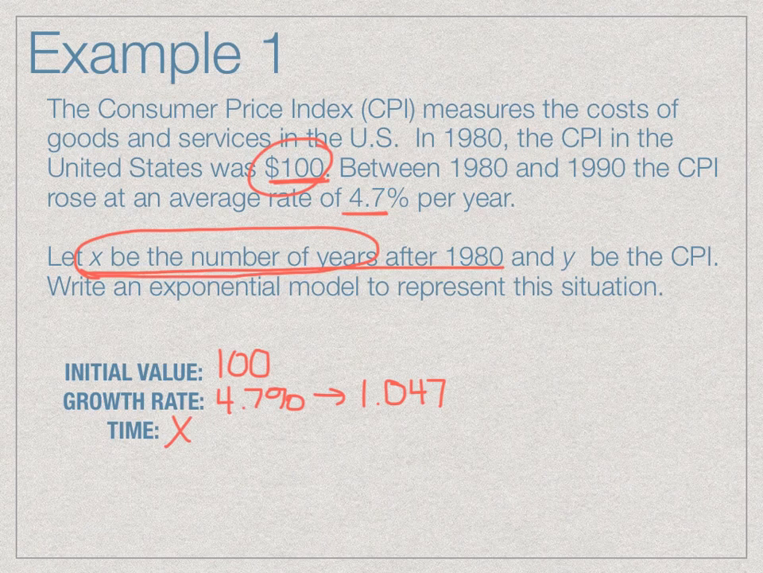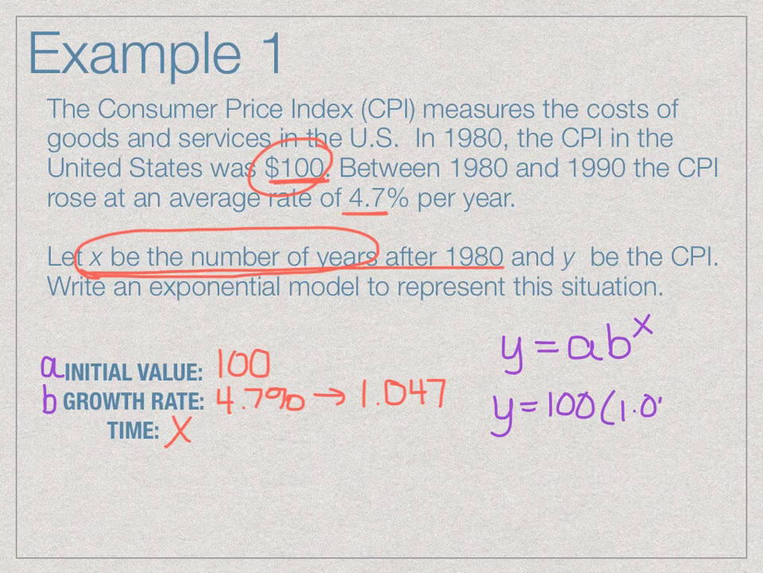So when I go to write my equation, I'm going to go back to that formula that we had talked about. Y equals AB to the power of X. And then the initial value is your A, your growth rate is B, and then your time we already have labeled as X. So as an equation, I would write Y equals 100 times 1.047 to the power of X.